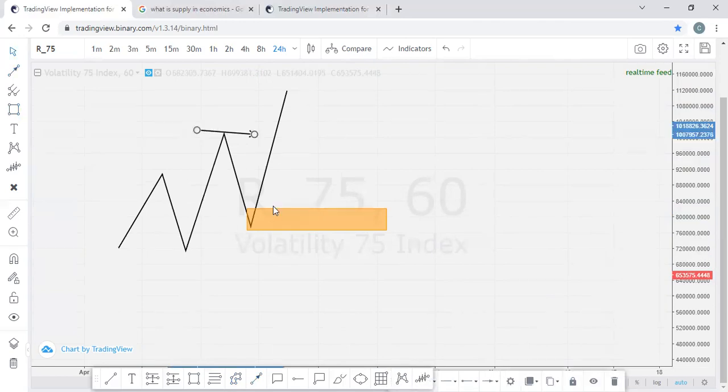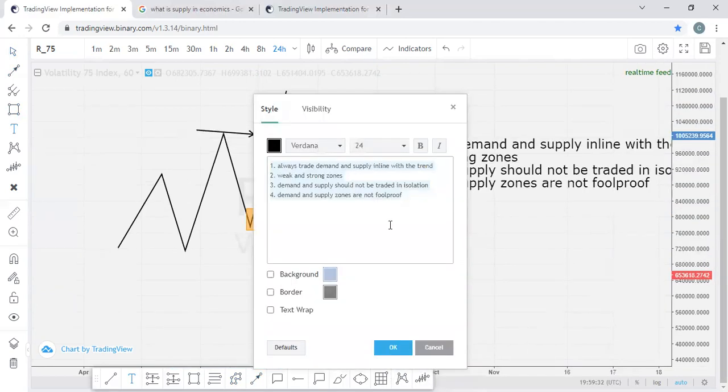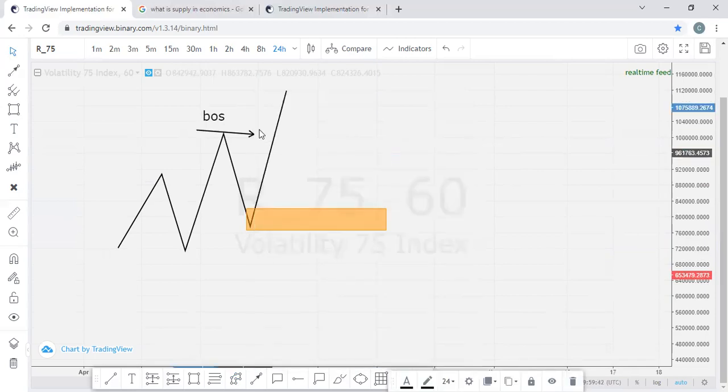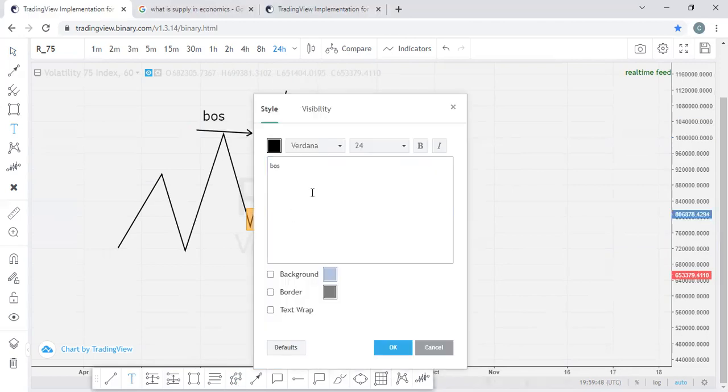And my text tool is just a very simple way to trade. So let's add our BOS here. And then we saw this demand zone here, so let's label that as well. Just how to add it.